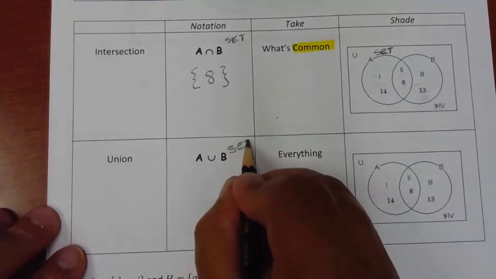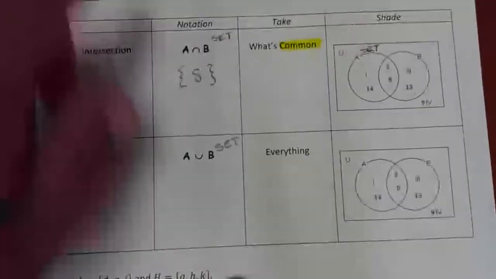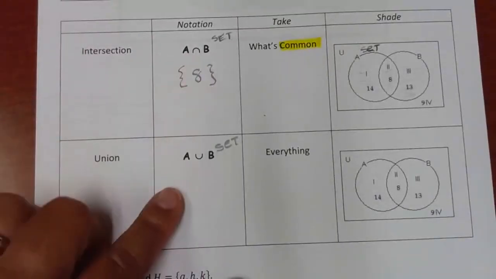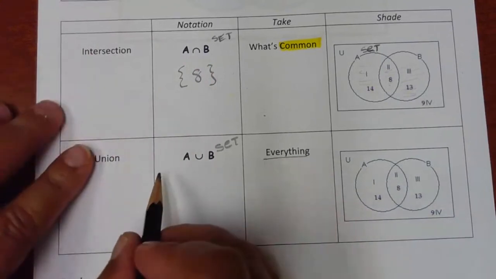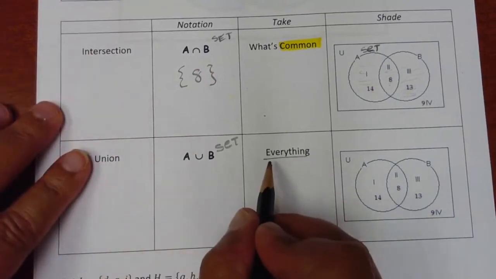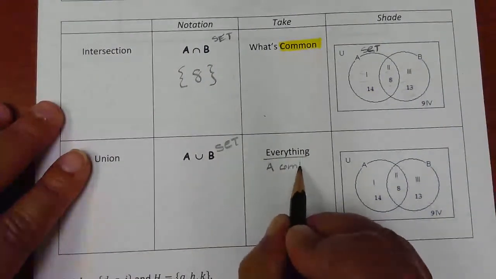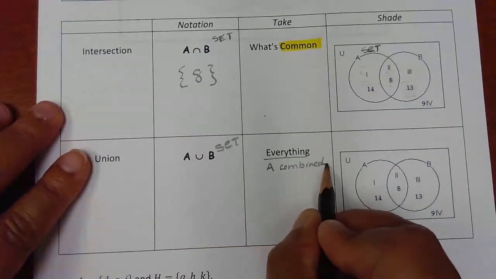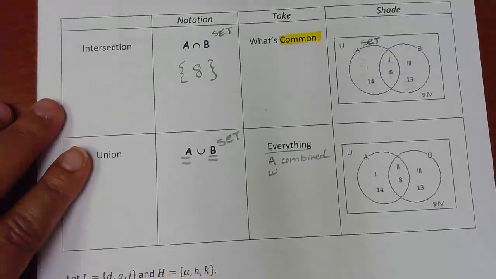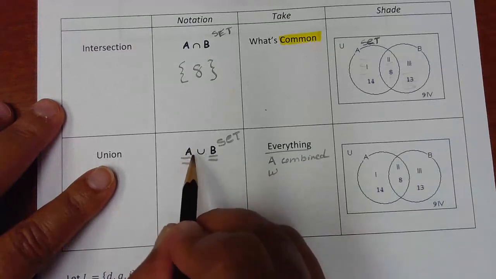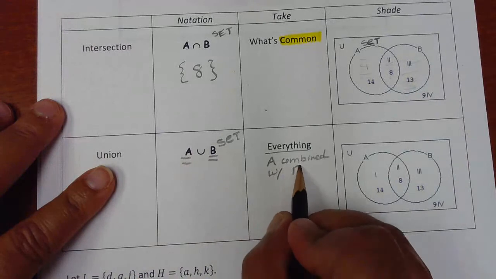Union. Union is a set. Complements are sets. We did complements up here. The answers are sets: intersections and unions are sets. Union means you want everything that's in A, because you mentioned A, combined with B. They're telling you exactly which two sets to combine. They did not mention the universal set. That just means union: bring everything in set A together with set B.